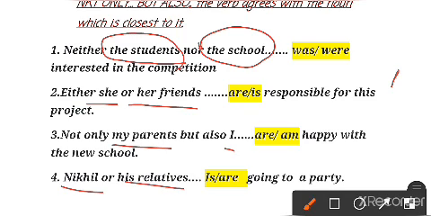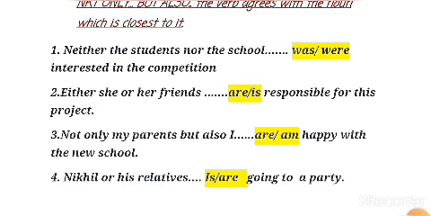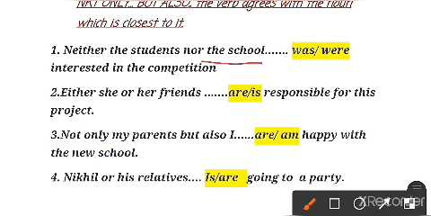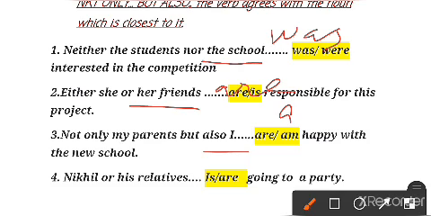So according to which subject do you have to put your answer? My dear students, I told you that the answer will be put according to the subject closest to the verb. Okay, so number 1, neither the student nor the school. I will explain it now. According to the school, the answer will be was. Either she or her friends: now friends is plural, so the answer will be are. Not only my parents but also I will be am. Then Nikhil or his friends are. Okay students, you can take a screenshot and then write the answer in your copy. So this is the answer.